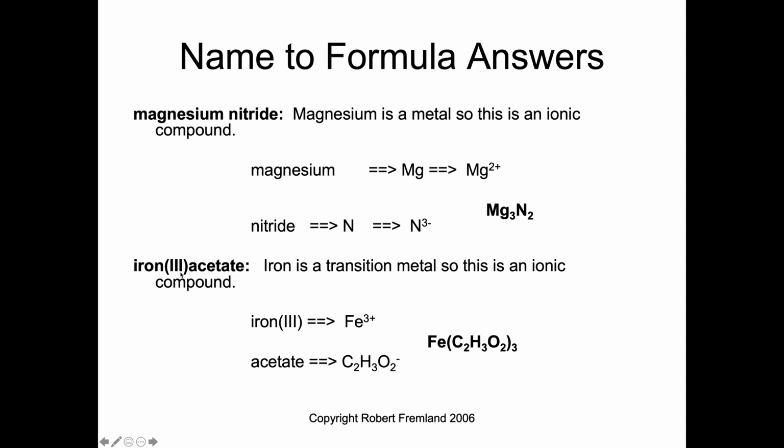Iron(III) acetate. We have 2 clues that this is ionic. Iron is a transition metal, so transition metal means an ionic compound. Then we get the symbols. Iron(III) means it's Fe with a 3+. Acetate is a polyatomic ion, so you're looking on that polyatomic ion list. It's that monster there. We need 3 of these to counteract the 3+ charge.